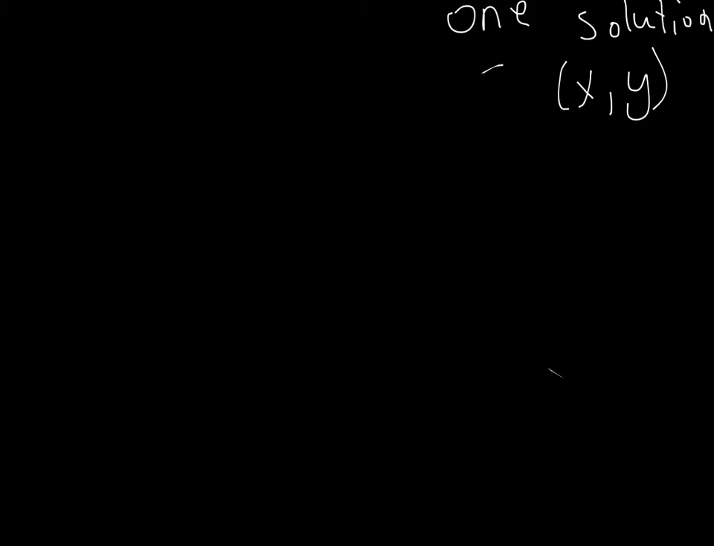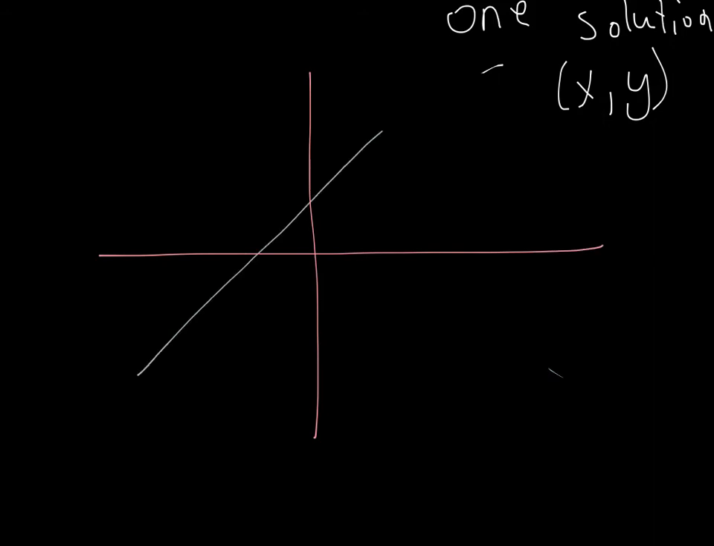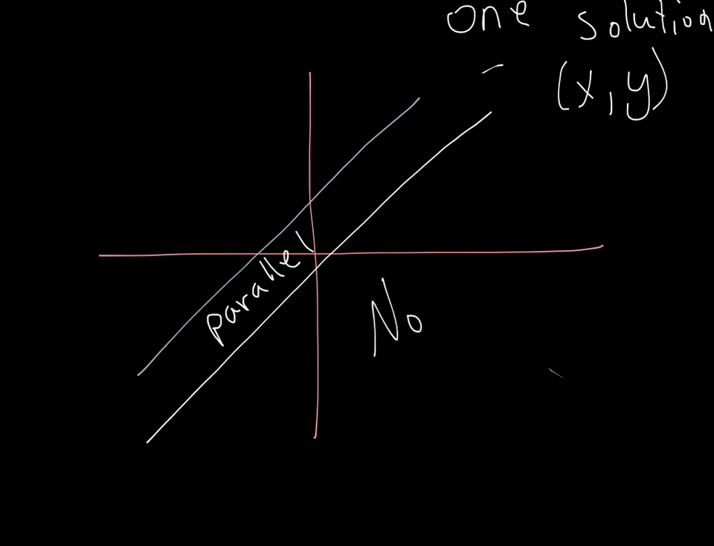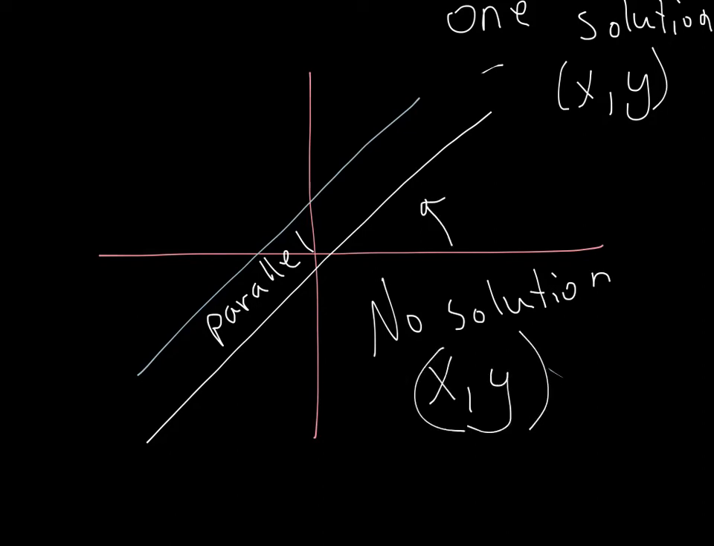So if you graph two lines, and you notice that they have the exact same slope, but different y-intercepts, so they're parallel, there's going to be no solution in this case because they're never going to run into each other. There's never going to be that x and y point that works for both equations.